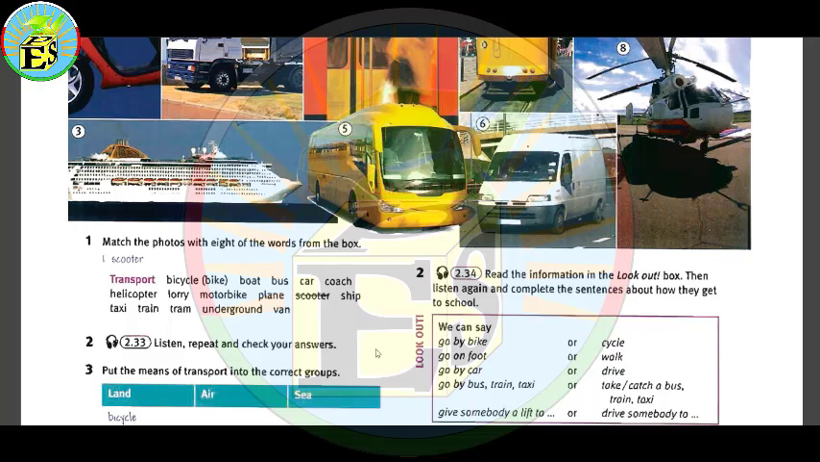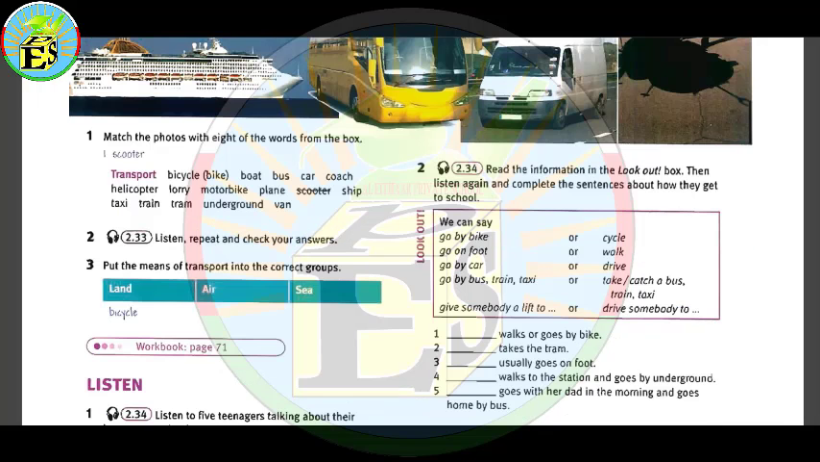I would like you to get your notebooks and try to make a table of 3 columns like this one, and write land, air, and sea, and we are going to do it together. So right now we will go to the table that we have in activity number 1, and we will go word by word and match it with the group. The first one is already done for us. Bicycle belongs to the land group. The second word that we have is boat. It belongs to the group of the sea. Then we have bus.